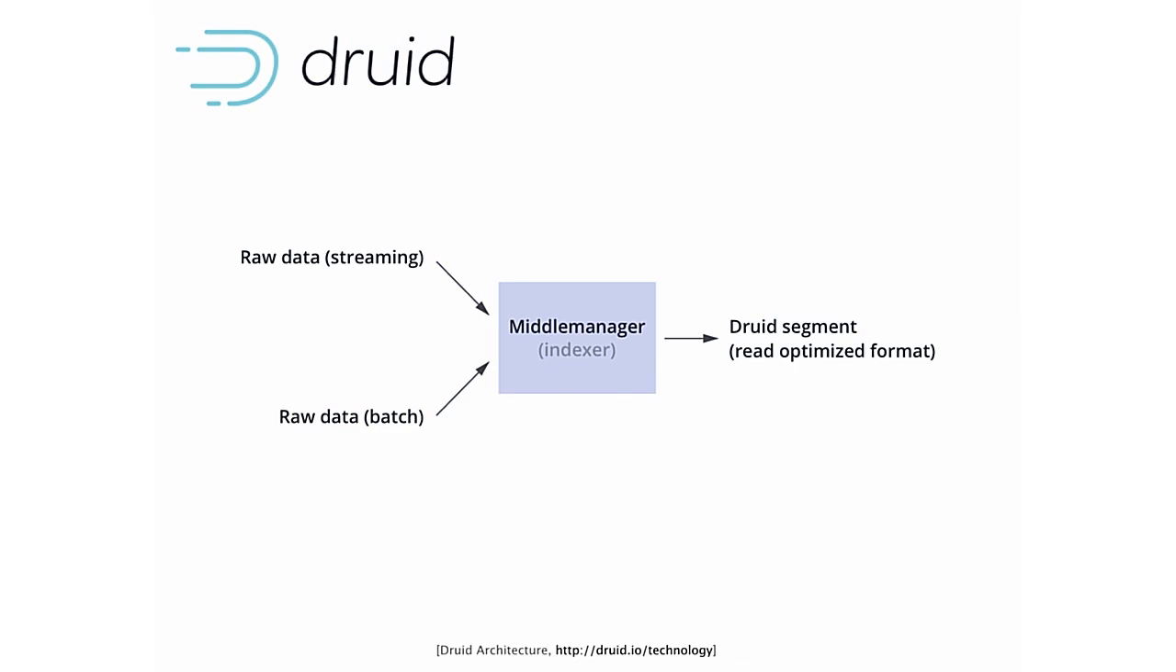Let me explain ingestion briefly. Druid supports both streaming and batch ingestion. Druid connects to a source of raw data, typically a message bus such as Apache Kafka, which is for streaming data rows, or distributed files such as HDFS, which is for batch data rows. Druid converts raw data stored in a source to a more read-optimized format, which is called a segment. In Druid, the convert process is called indexing.